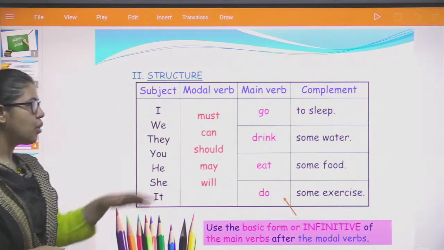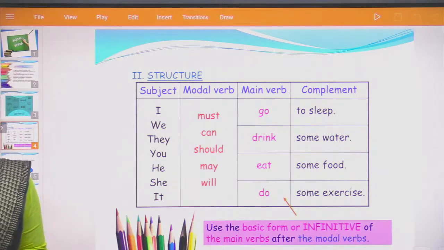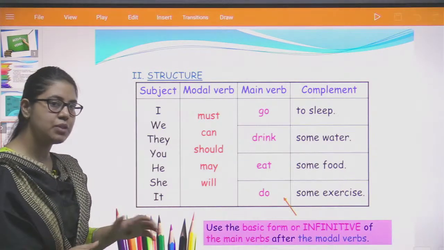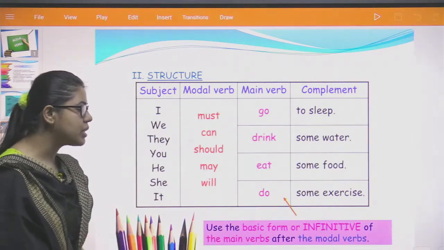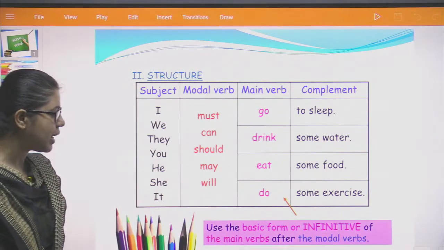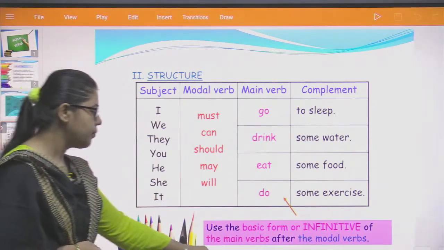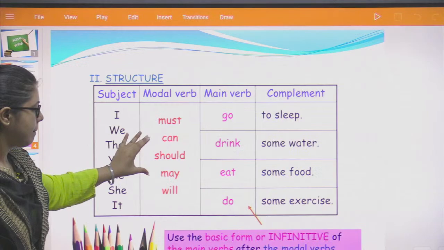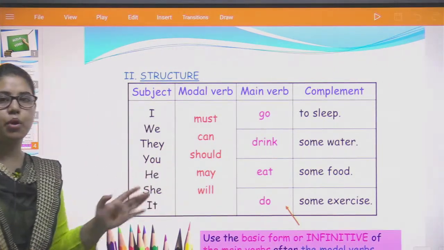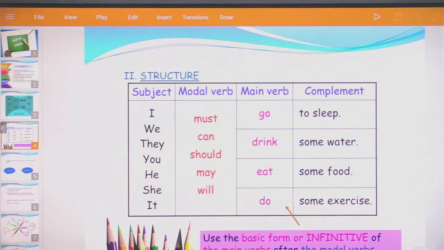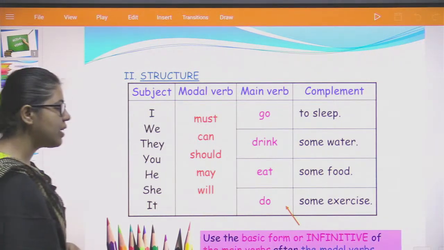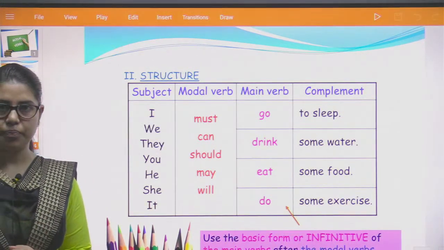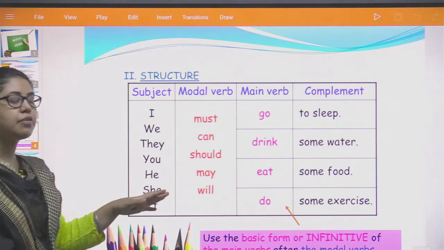Now students, you can see in all these examples I have used only the main verb's first form. Why? This we'll understand here. It is written here: use the basic form or infinitive of the main verb after the modal verbs. So in modal verb sentences, we will only use the infinitive, the main verb's first form, that means the root verb. Here you will use the bare infinitive.